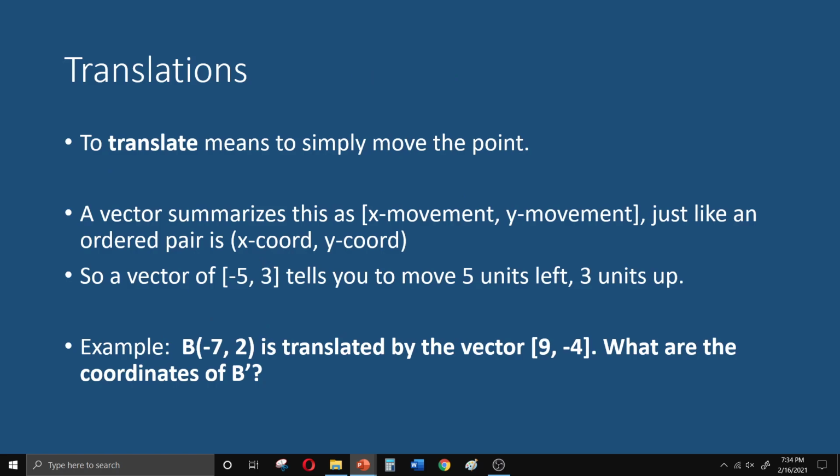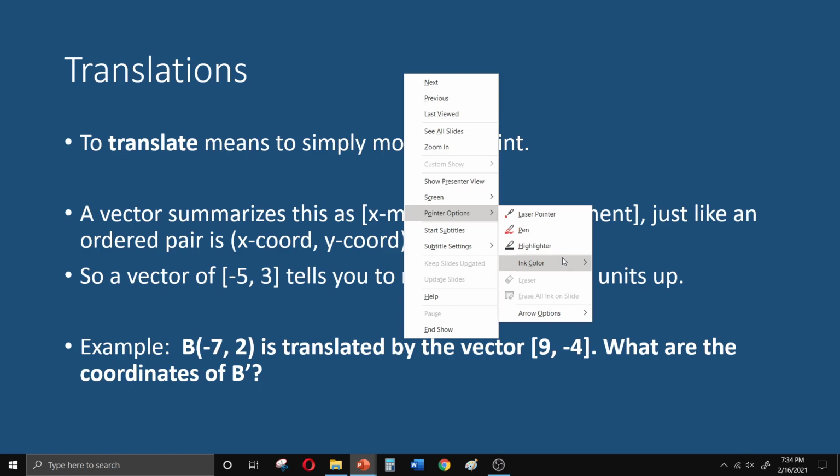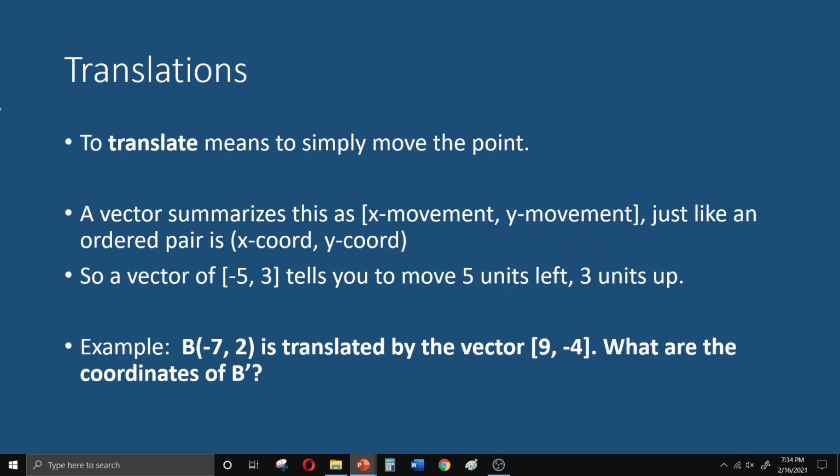All right, so we'll start with translations. Those are the easiest, of course. To translate something simply means to move it across the page. And we can use a rule you've probably seen like this. But more often you're going to see it as a vector.